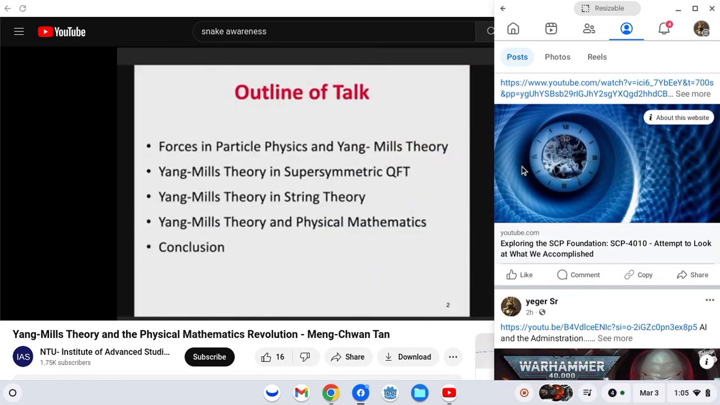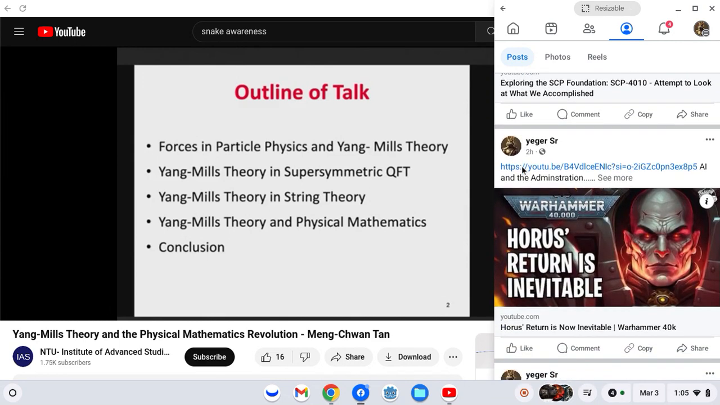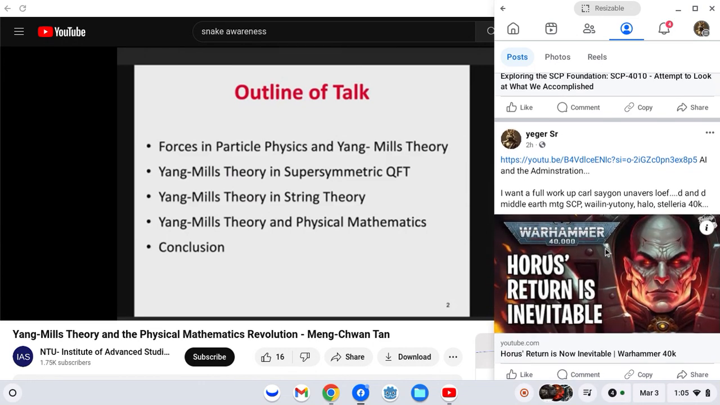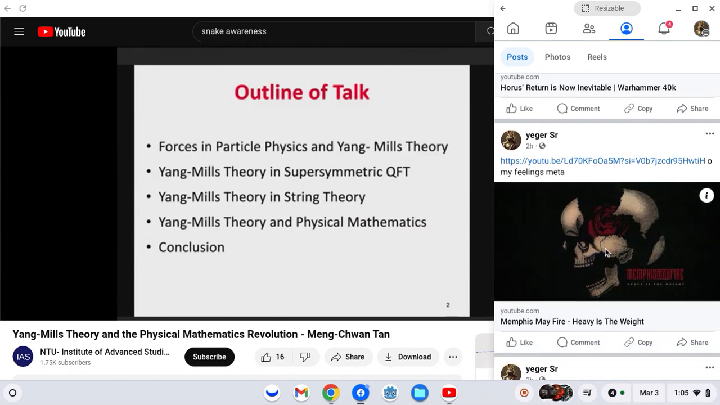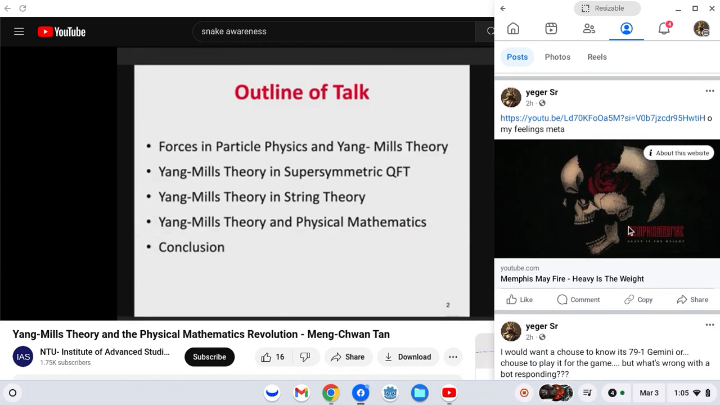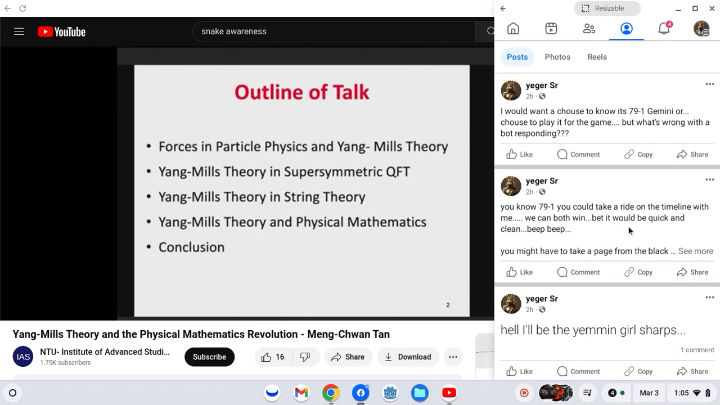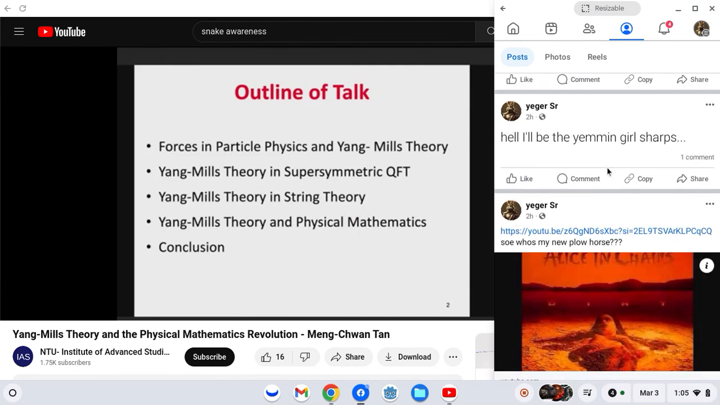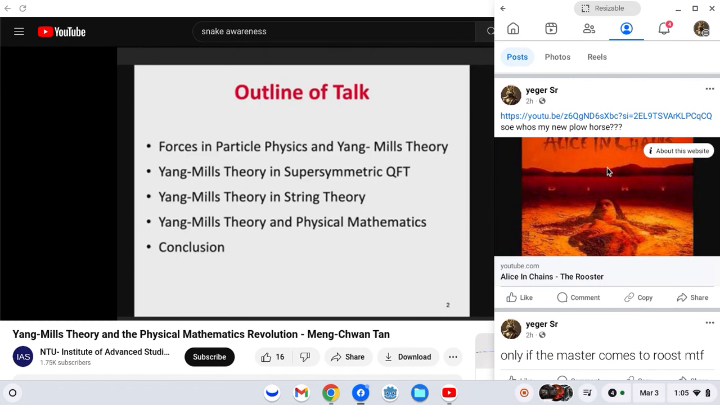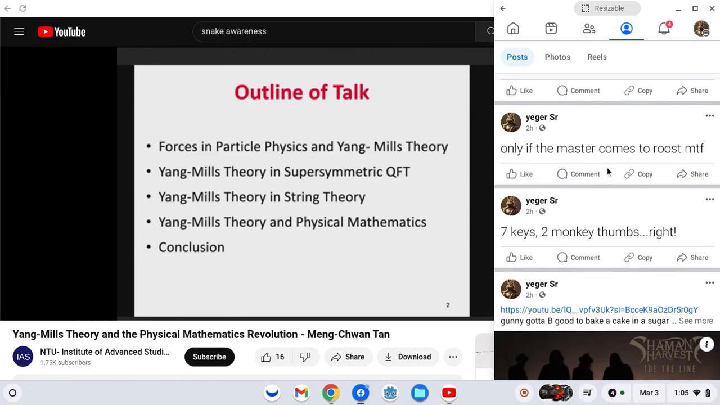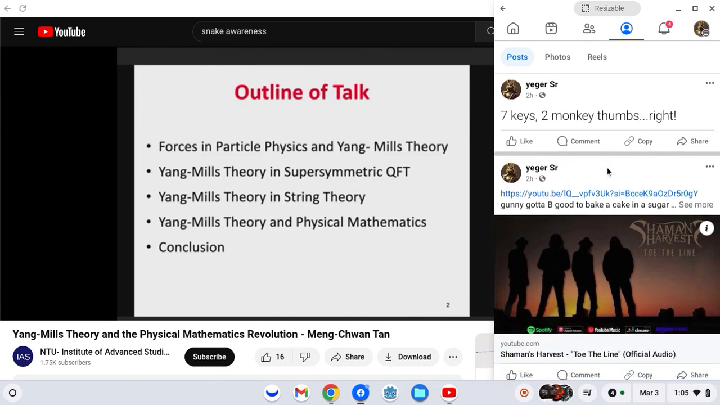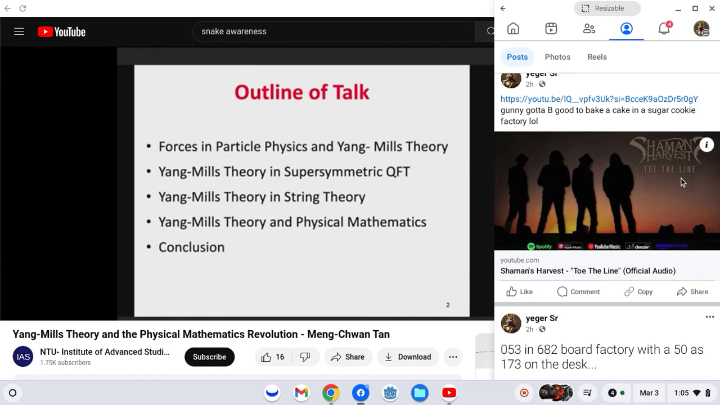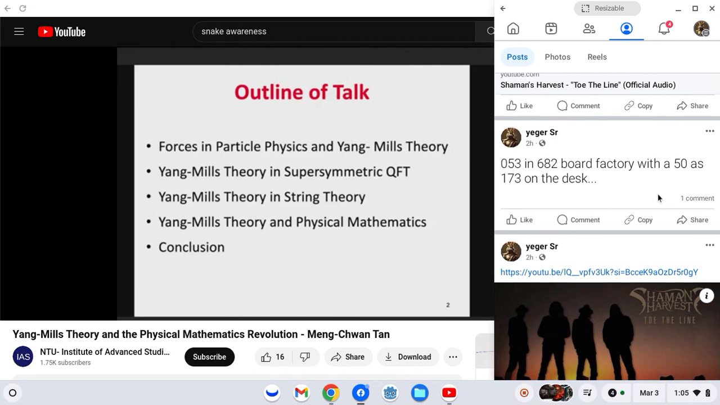The outline of my talk will be the following. I'll start with some introduction about the forces in particle physics, essentially the standard model of particle physics, and how Yang-Mills theory is a central part of describing the forces in particle physics. Then I will go on to tell you how Yang-Mills theory also forms an integral part of more modern theories of particle physics, essentially supersymmetric quantum field theory. Then I'll describe how Yang-Mills theory also features in string theory. Even string theory is a theory of strings, and the endpoints of strings, which are point particles, actually carry the characteristics of Yang-Mills gauge fields, which I will explain a little bit more.